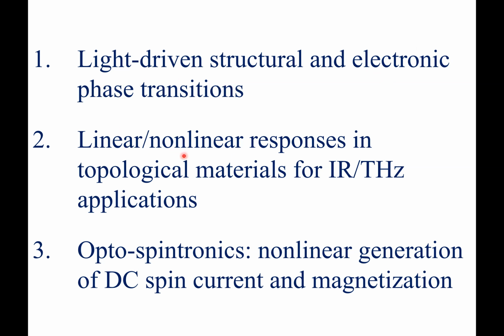And then I'm going to talk about bulk photovoltaic nonlinear responses in topological materials, which have a giant response to IR and terahertz that could be used for photosensing. And finally, I'm going to generalize that bulk photovoltaic effect to spin current as well as static magnetization.